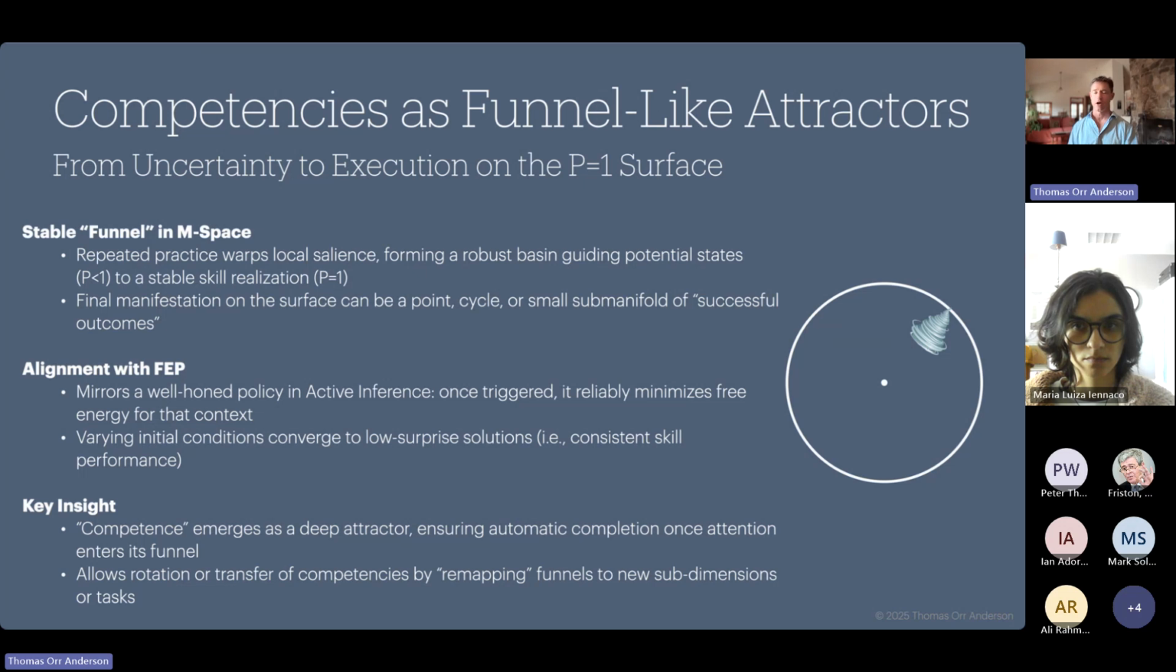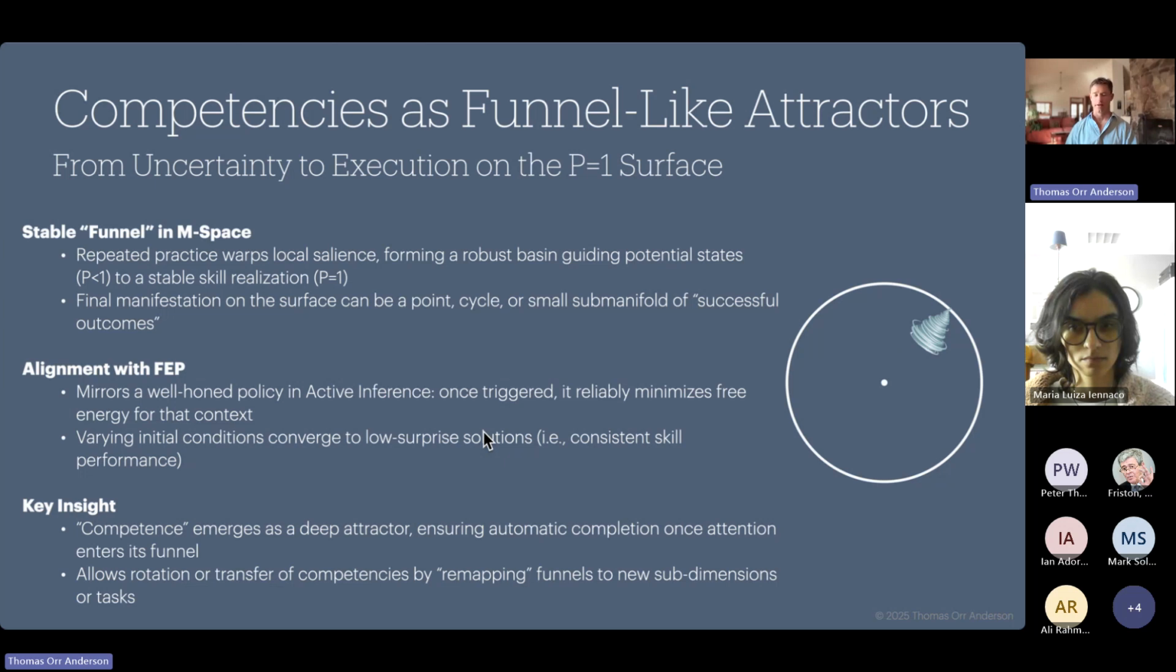Another thing that I have encountered a lot as I've been exploring the work of Mike Levin and other collaborators is the notion of competencies. And so I also wanted to present this. How would a competency be framed in attention field theory? It might be framed as something along the lines of a funnel-like attractor leading toward the surface. That the repeated practice warps local salience and forms a robust basin guiding potential states, P less than 1, to a stable skill realization, P equals 1. And the manifestation on the P equals 1 surface could be a point or a cycle or a small submanifold of quote unquote successful outcomes. This seems to be in alignment with FEP, mirroring well-honed policies and varying initial conditions converging to low surprise solutions.